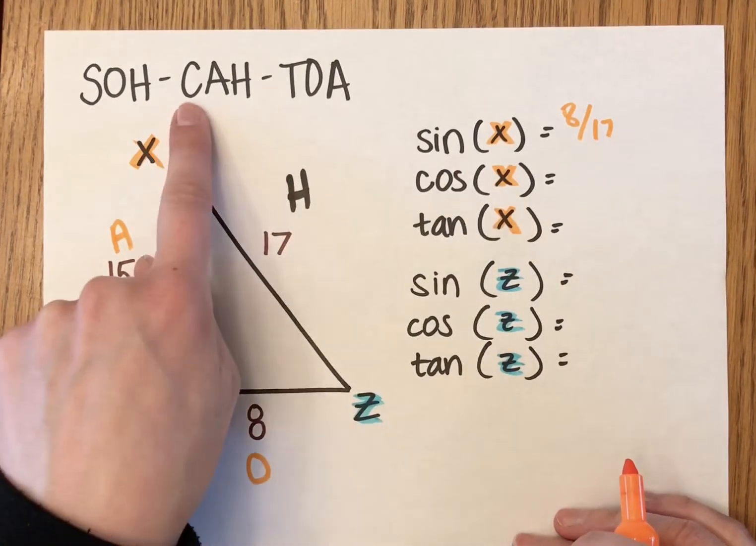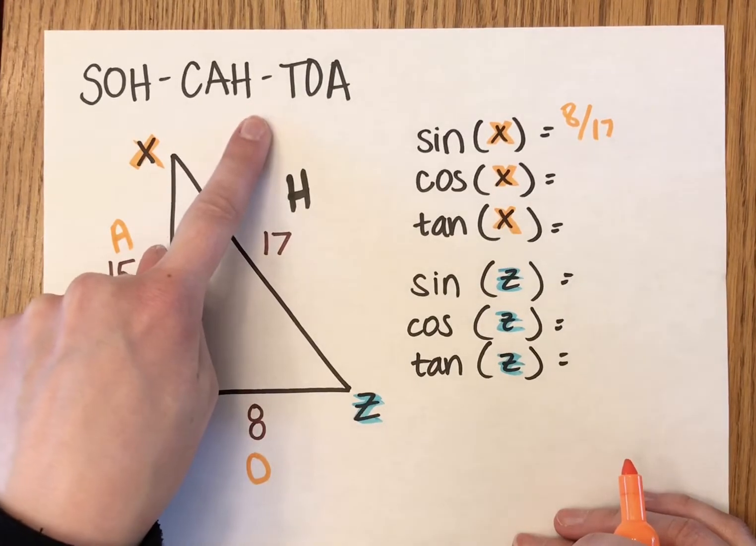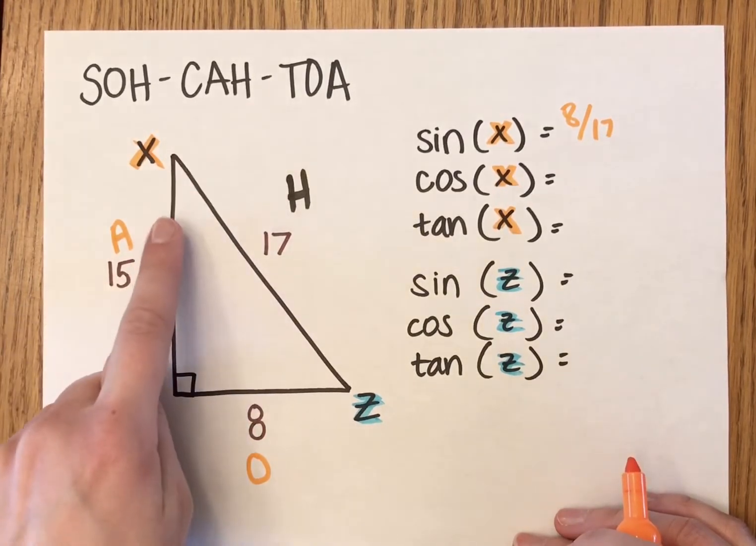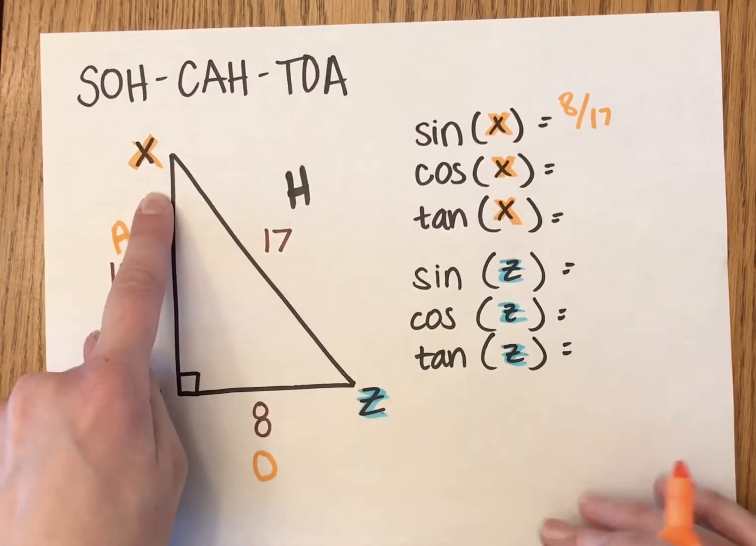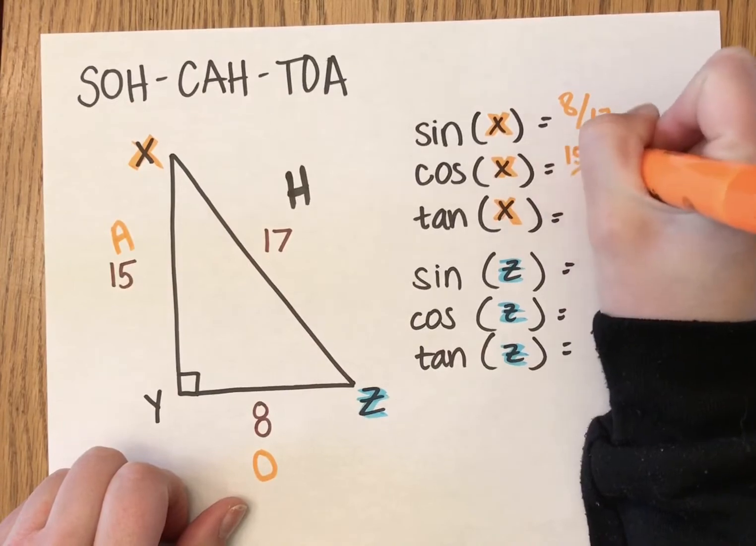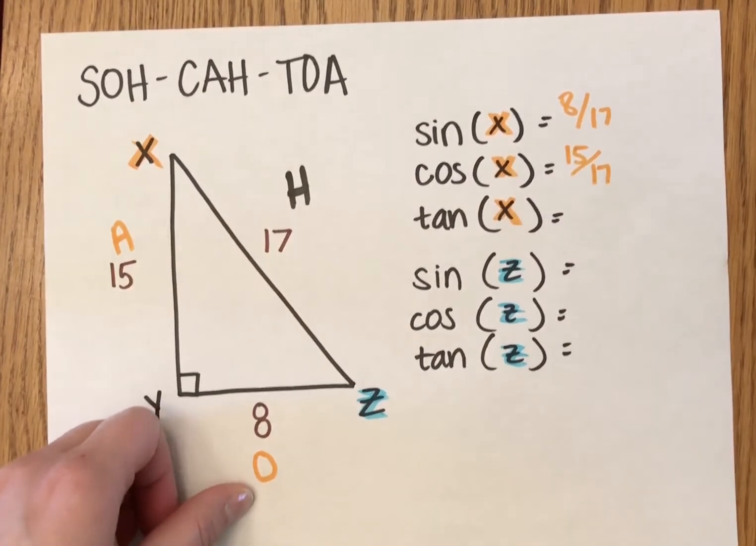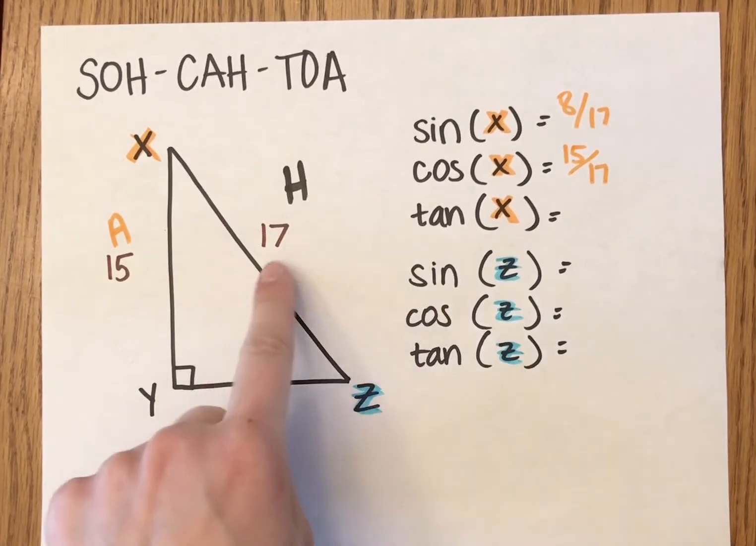The cosine ratio, C for cosine, is the adjacent side over the hypotenuse. For angle X, the adjacent side is 15, the hypotenuse is 17, so cosine of X is 15 over 17. We're just writing fractions here, and SOHCAHTOA tells us the order the sides should be in. We have one more to write for angle X.